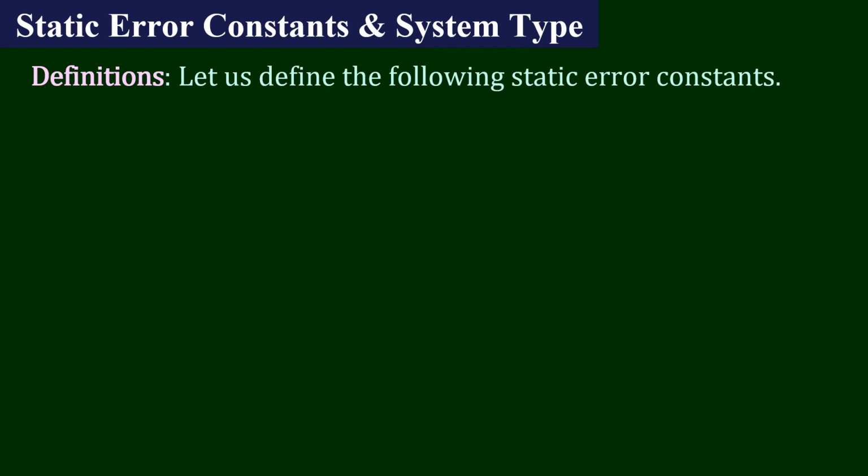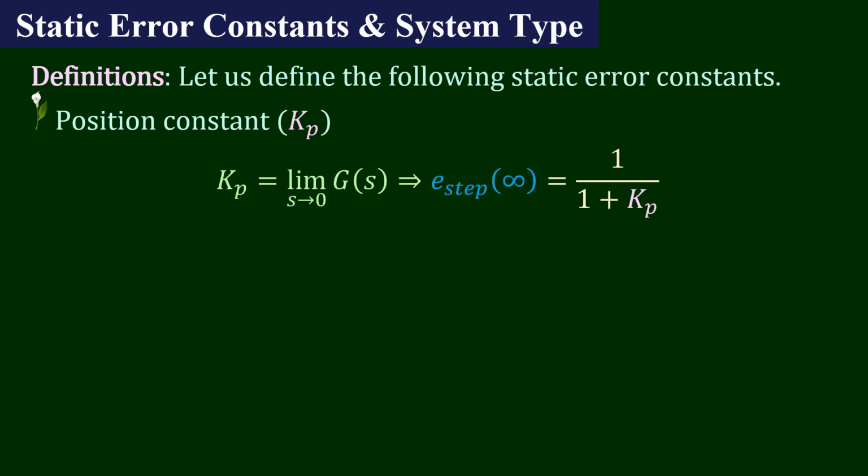the definitions of the static error constants. We studied on the previous page that the position constant is Kp. If this is the position constant, then Kp is the limit s tends to 0 of g of s. And in this case the steady state step error, whenever the input to the system is a step, is 1 divided by 1 plus Kp.